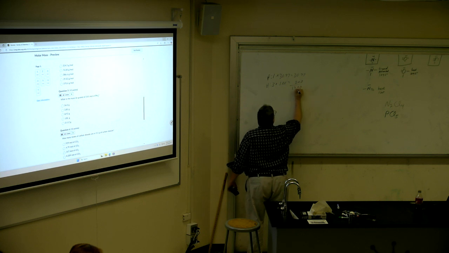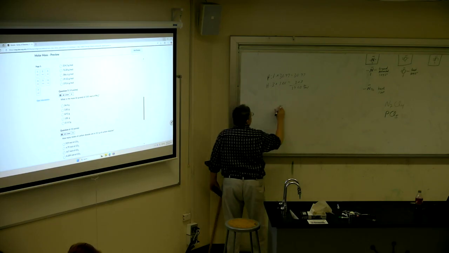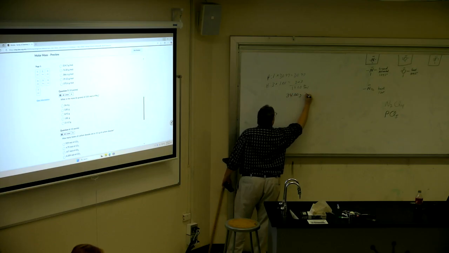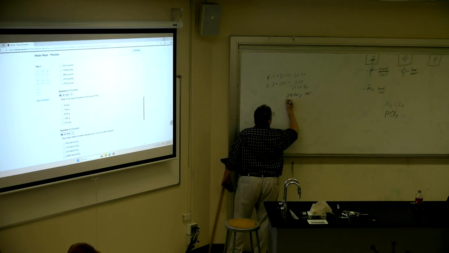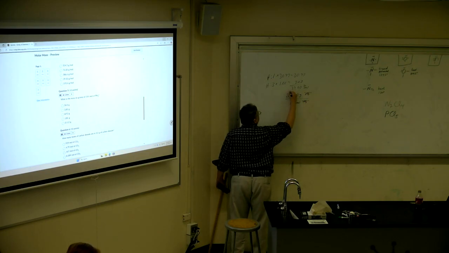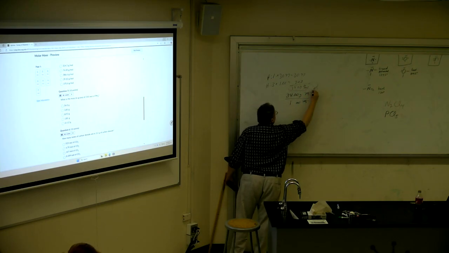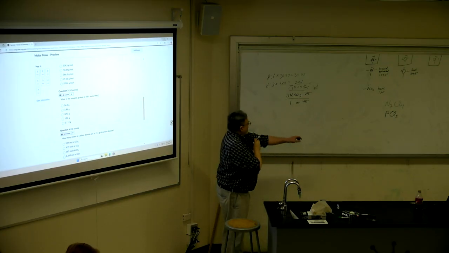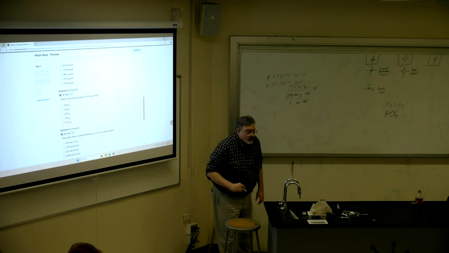Add them up. It's 34.00 grams per mole. Another way to write that, 34.00 grams of PH3 to 1 mole. So this is just rewritten. So it's helpful to be able to do that.